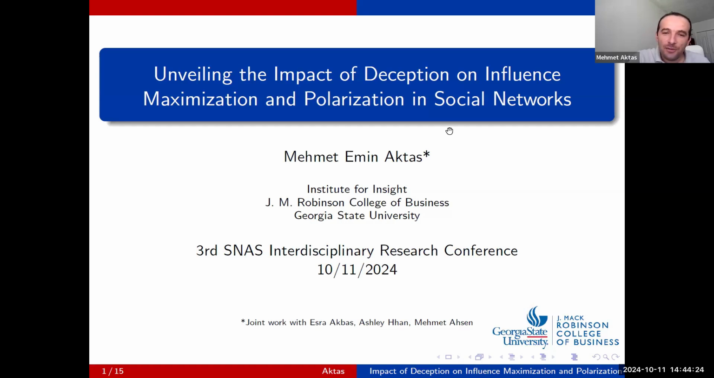In my talk, I'd like to talk about our recent results on the effect of deception in social networks. Unfortunately, people lie, and especially in social networks, they lie more than at regular times. So we analyzed the effect of lying, the effect of deception, in two different social network problems. The first one is influence maximization, which is about which users will be more influential than others. And the second one is polarization, another issue in social networks. So we are going to see the effect of deception in these two problems.